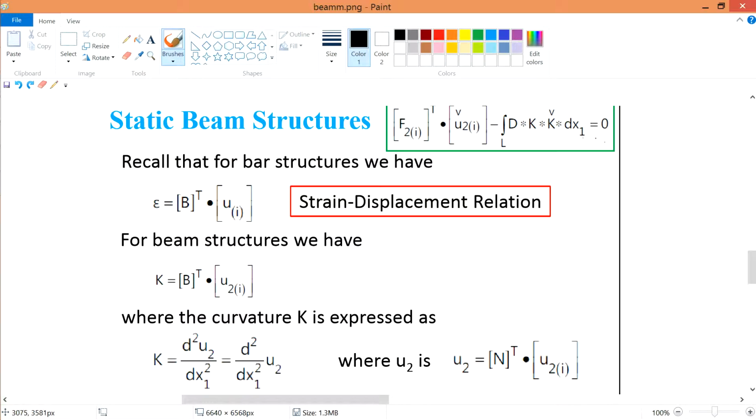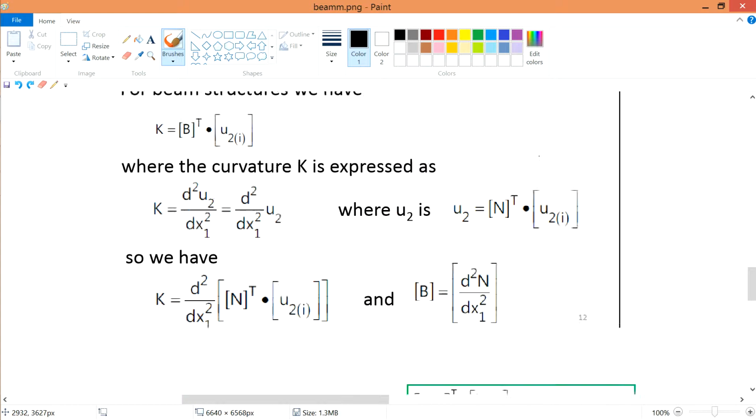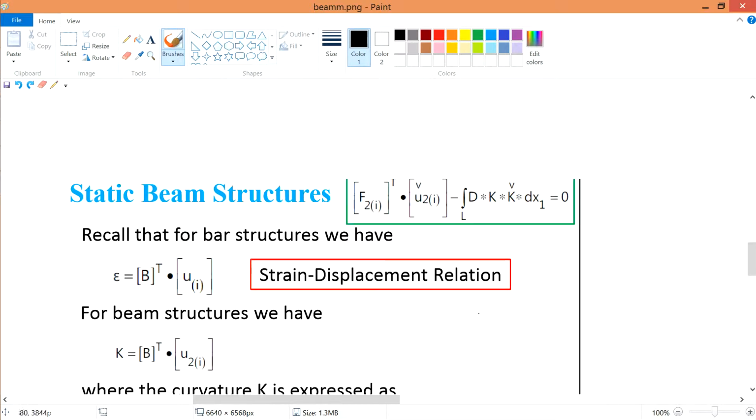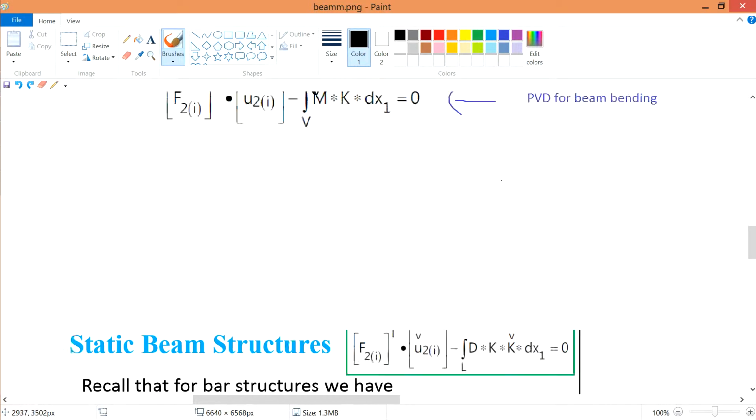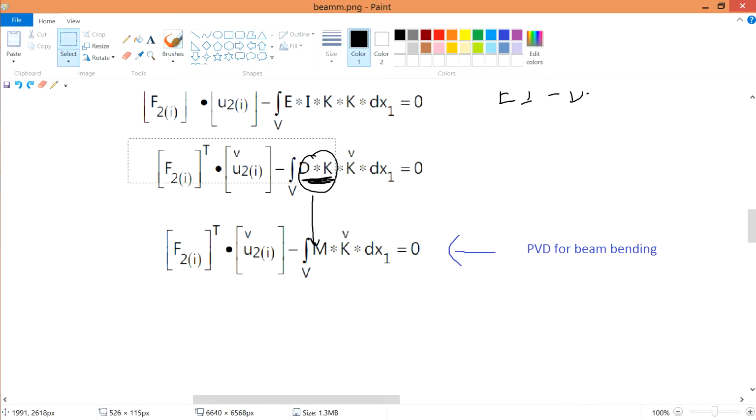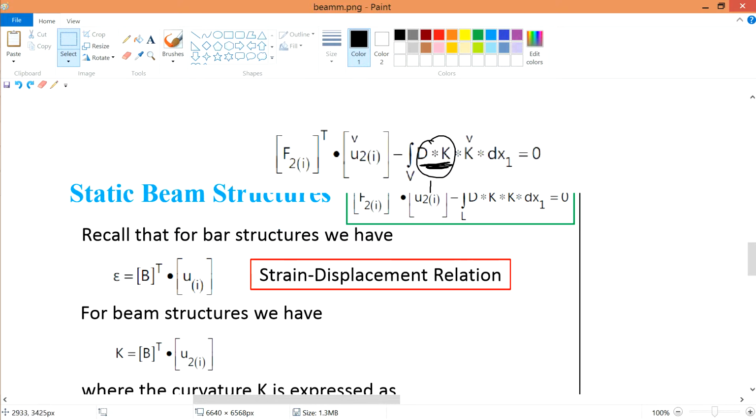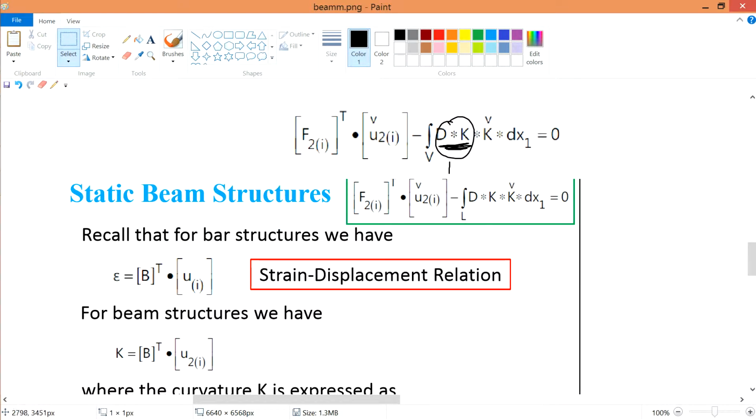Now we're going to derive the final form. Hopefully we can derive the final form now. Last time, we stopped here. This is our PVD for our beam. Just take this thing over here and paste it there. It's the same thing; I didn't cheat you.